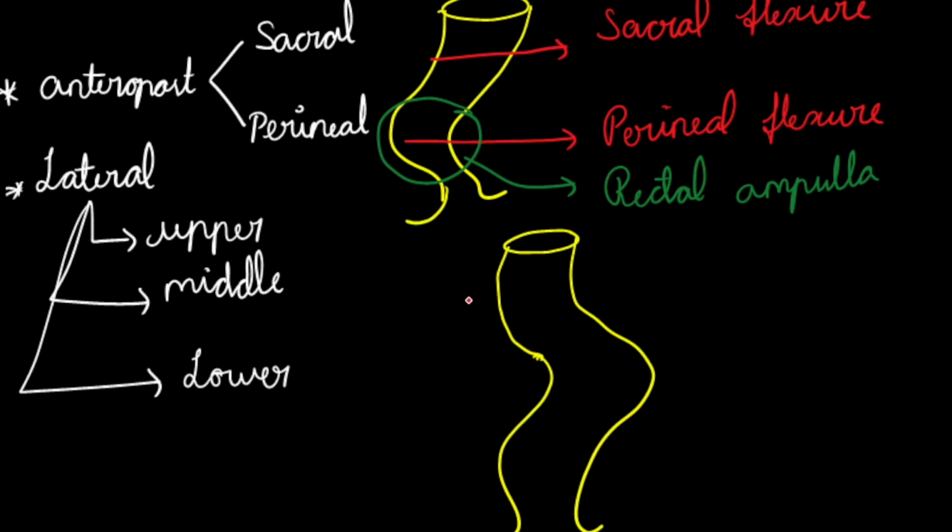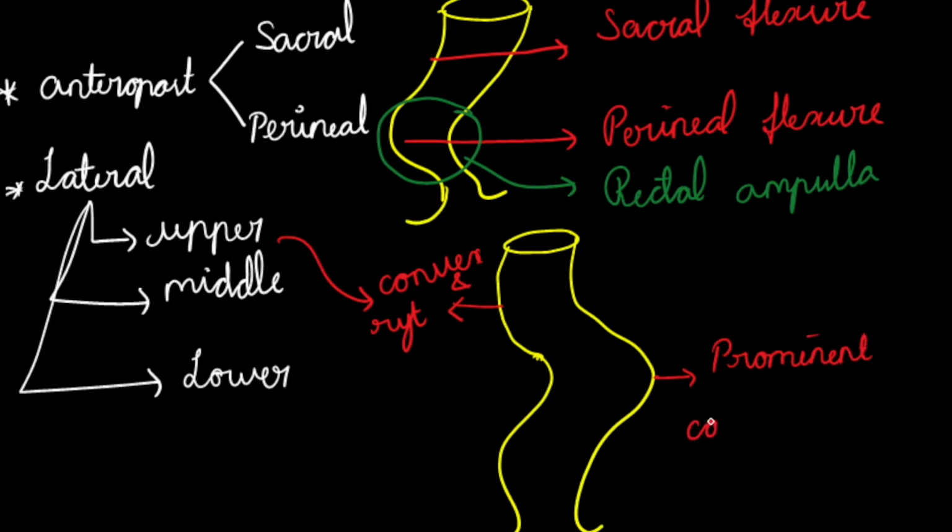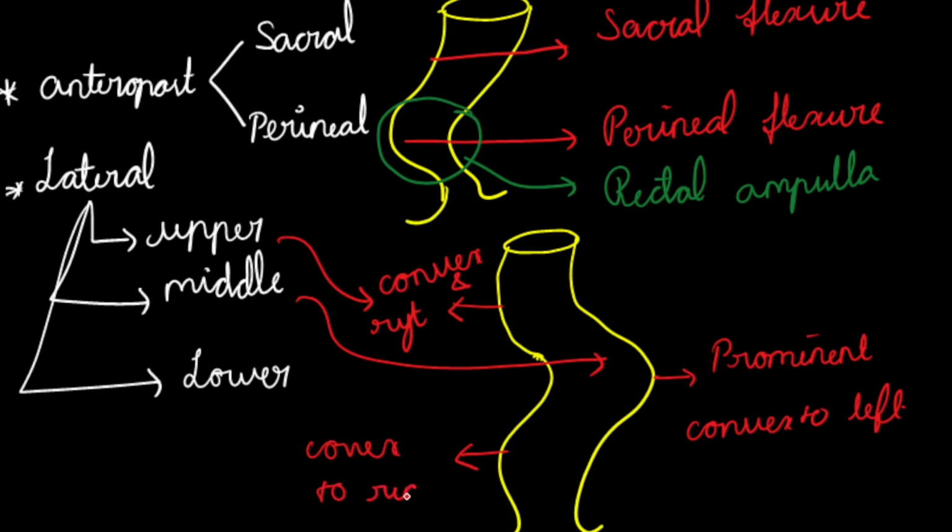So now regarding the lateral curvatures, this upper curvature is convex and towards the right side. Then comes the middle curvature, which is very prominent and convex towards the left side. And now this is the lower curvature, which is convex towards the right. So this is all about the lateral curvatures of the rectum.